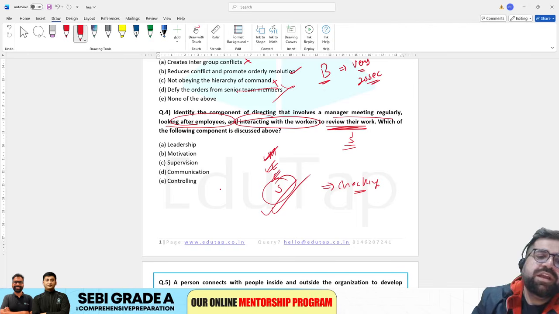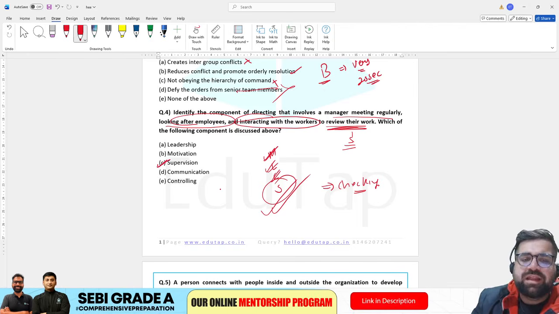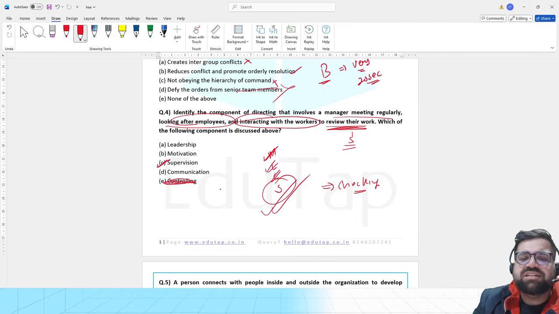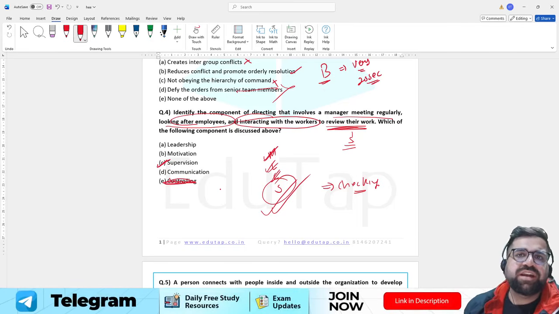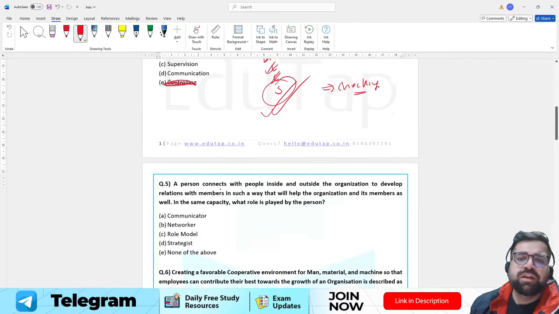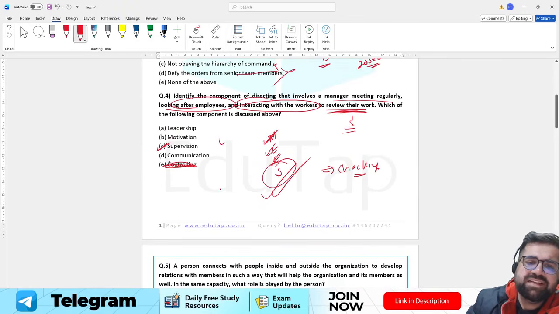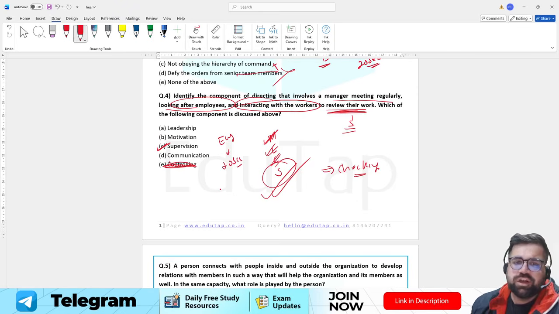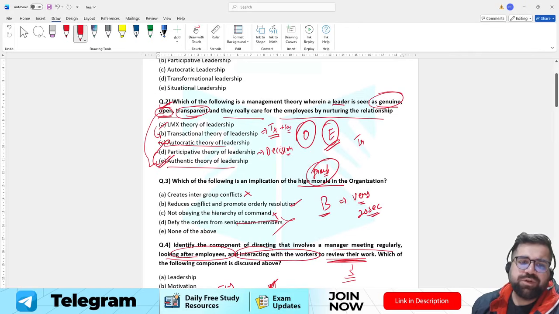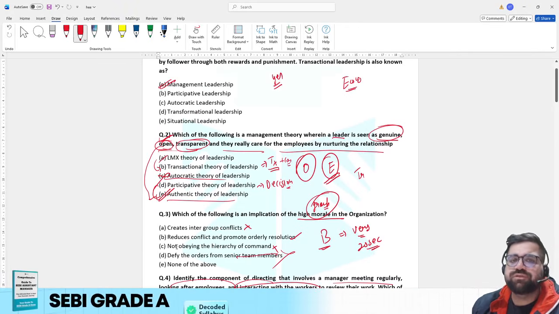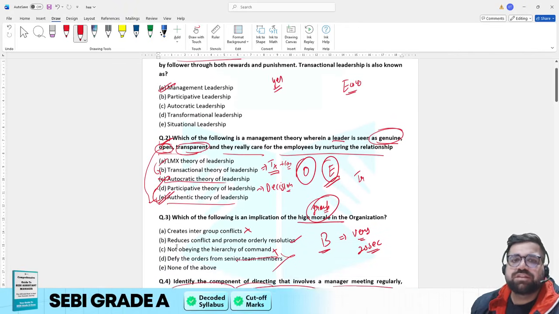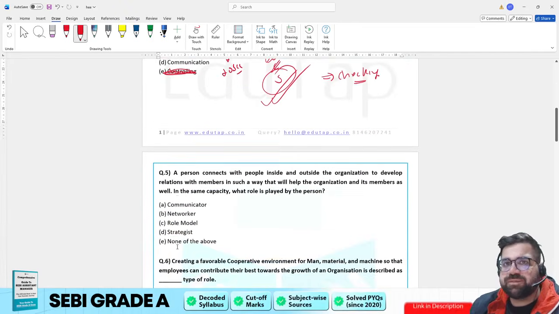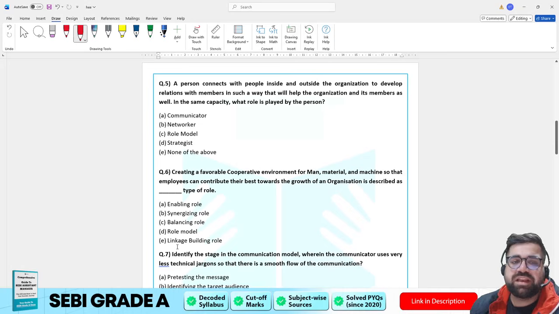Sometimes you can also apply your elimination technique. Like in this question, controlling was not making any sense because controlling is not a component of directing also. Right? So again, this question I will say it is as easy only, and you should have solved it in less than 20 seconds. So in less than 1 minute, I could have solved question 3, question 4 and question 1 also of management. So this is the power of theory. If your concepts are clear, then you can mark the answers very quickly.